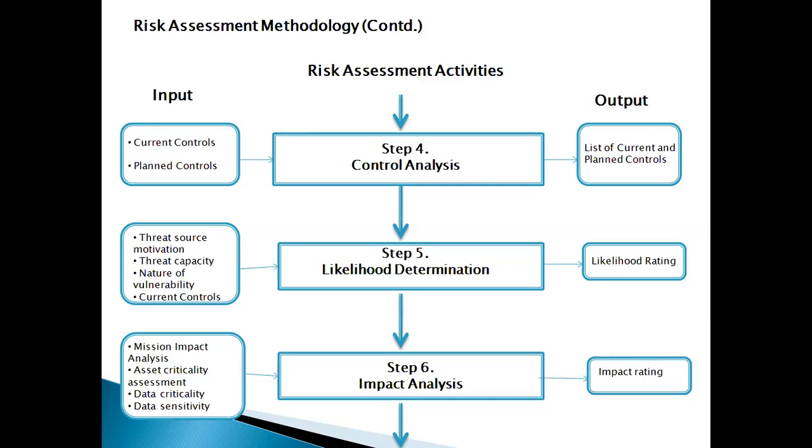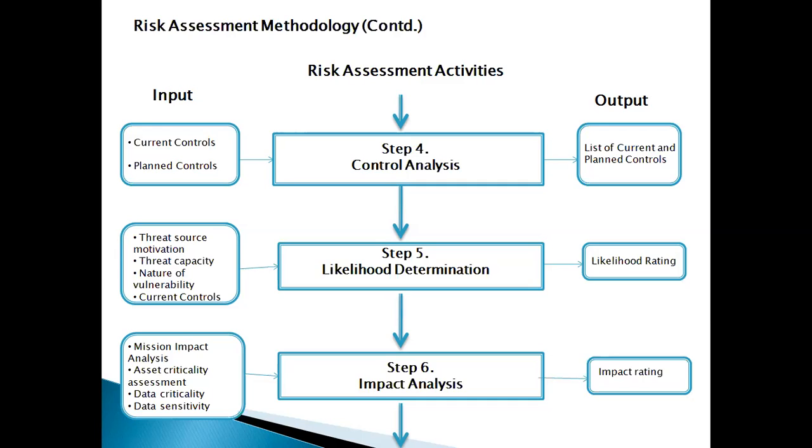Step 5 is likelihood determination. To derive an overall likelihood rating that indicates the probability that a potential vulnerability may be exercised, the following governing factors must be considered: threat source motivation and capability, nature of the vulnerability, and existence and effectiveness of current controls. And here, the output is a likelihood rating, which can be high, medium, or low.